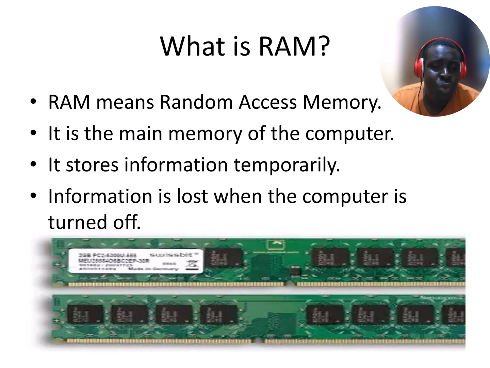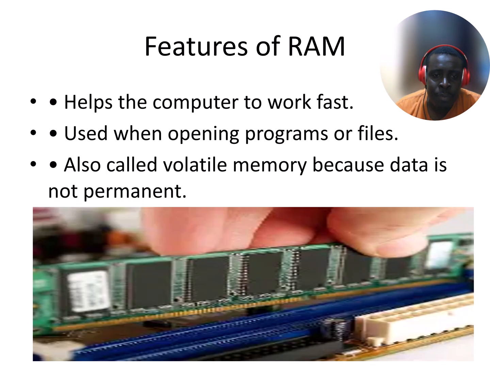But information will be lost immediately the computer loses its power. That means that when working with RAM, you need to make sure that ECG does not take your light. All right, so let's look at some common features of the computer RAM. So we've already established it is the main memory. It is temporary, and information is lost when the computer is turned off.